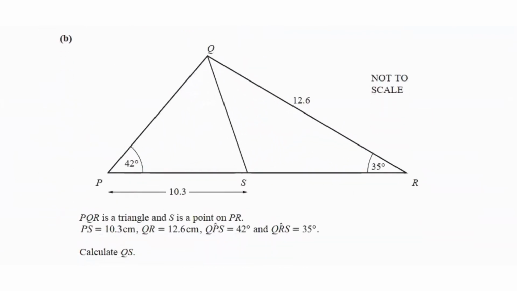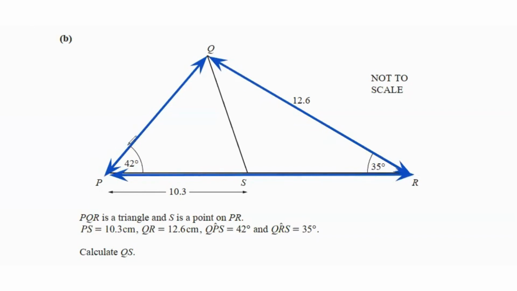Part B says PQR is a triangle and S is a point on PR. PS is 10.3, QR is 12.6, and QPS is 42, and QRS is 35. Find QS. So we're going to start by finding QP, because this is the triangle that we're going to focus on.